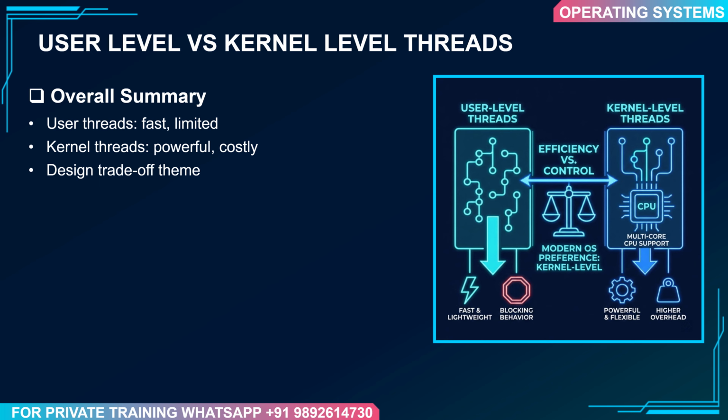However, the idea of user-level threading still plays an important role in understanding how threading evolved and why different models exist. This balance between efficiency and control is a recurring theme in operating system design, and threads are one of the best examples of how design choices directly affect performance and behavior.